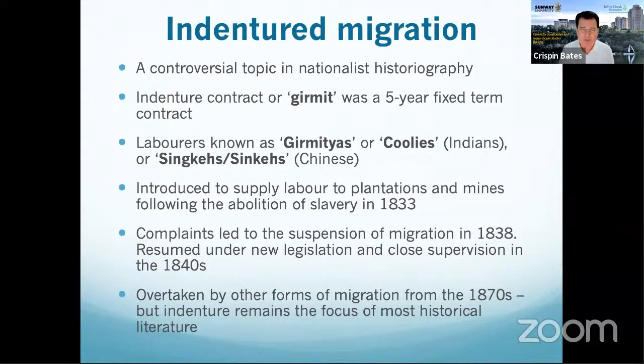So historians have therefore tended to focus heavily on this particular form of migration, which I would argue is a mistake, because by the 1940s, very many more Indians had migrated overseas without indentured contracts than had previously been migrating under the indentured scheme, and they do not tend to get written about very much.